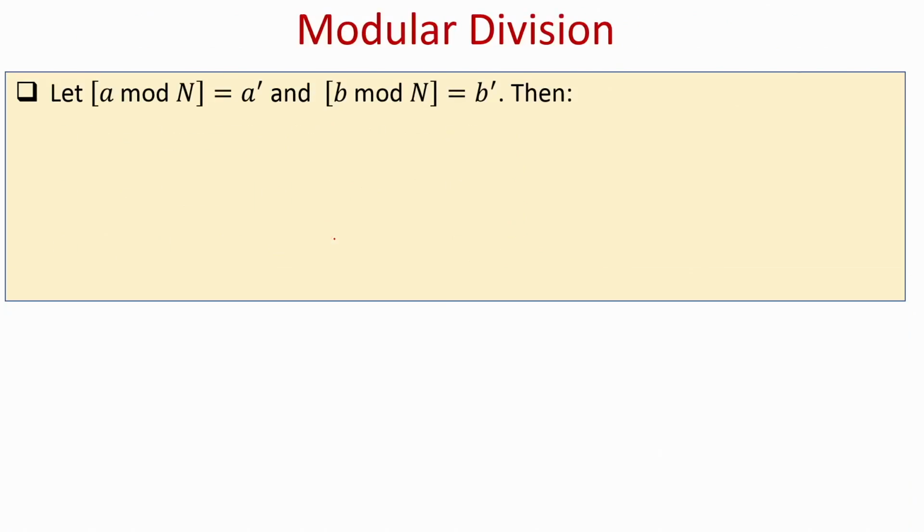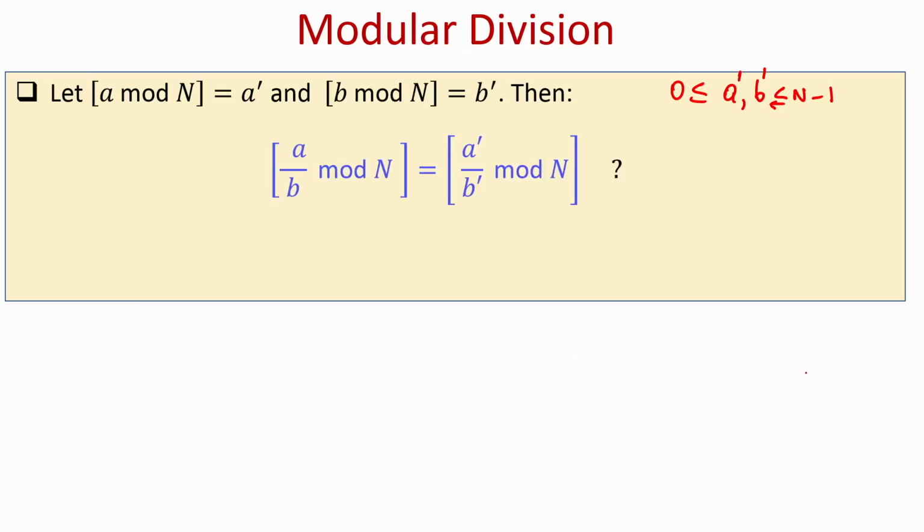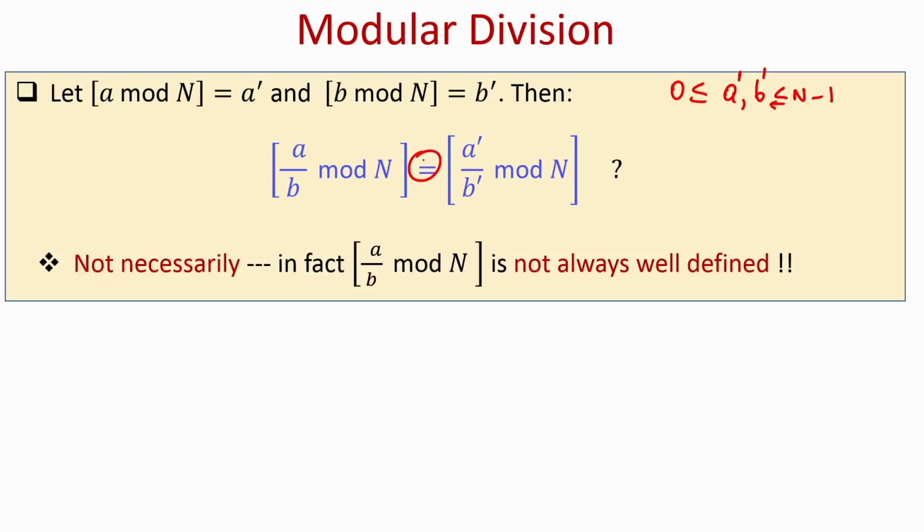What about division, right? So, imagine a modulo n is a prime and b modulo n is b prime. Of course, a and b are in the range 0 to n minus 1, a prime and b prime are in the range 0 to n minus 1. Now, what can I say about a over b modulo n and a prime over b prime modulo n? Can I say that these two expressions will be the same?